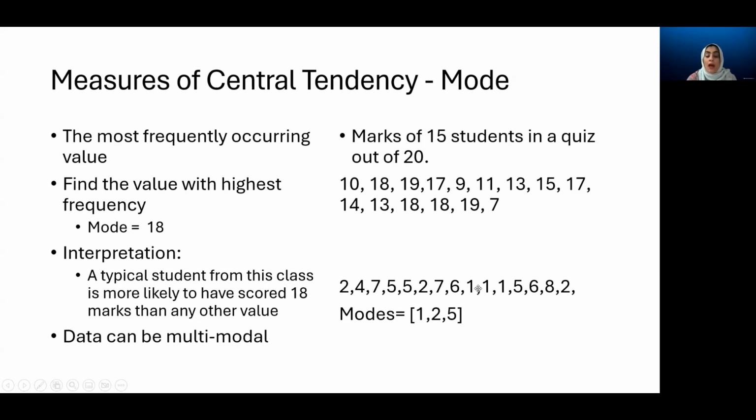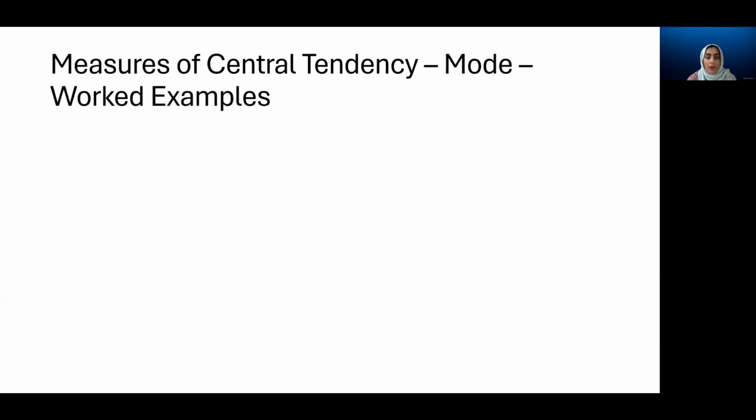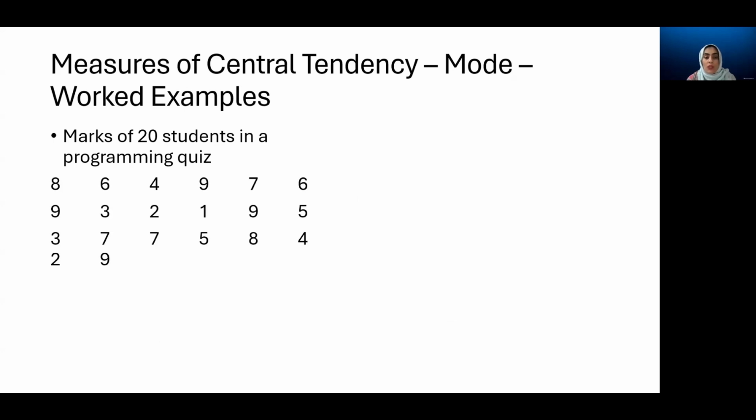So basically, we have 3 modes of this data set, which is 1, 2, and 5. So you can have such cases also. There's another example, marks of 20 students in a programming quiz. This is what's given. How do you calculate the mode of this data?